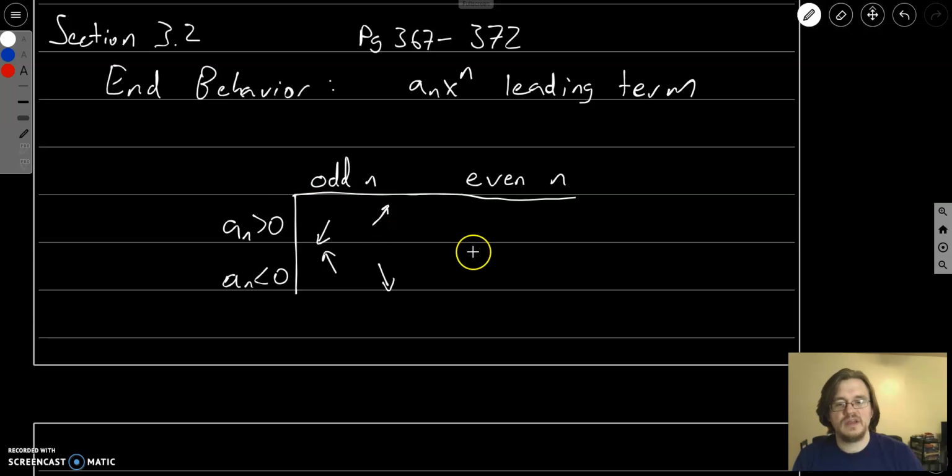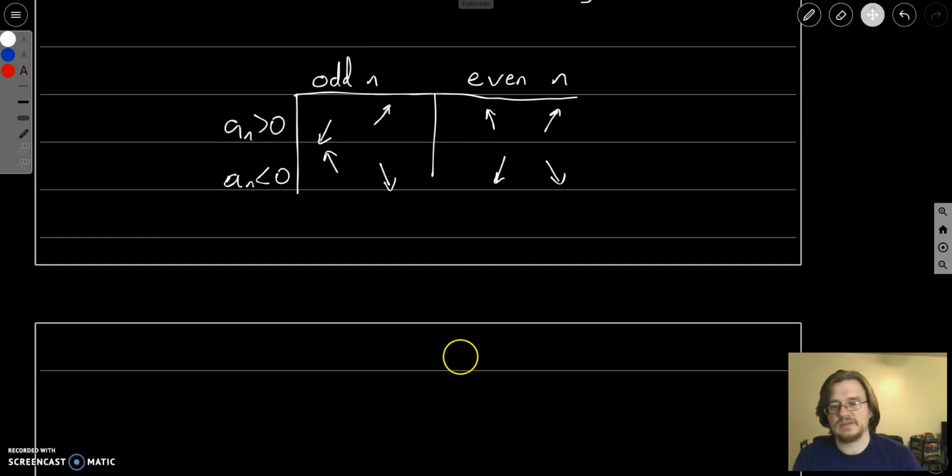If we have even n, because everything is even, we're going to be going in the same direction in both ways. So when a_n is positive, when we have a positive coefficient, everything is going up, and when we have a negative coefficient, everything is going down. So let's look at a couple of examples and just apply this.